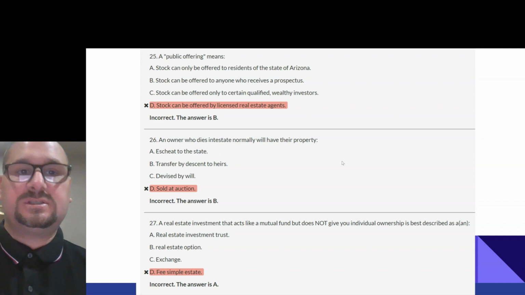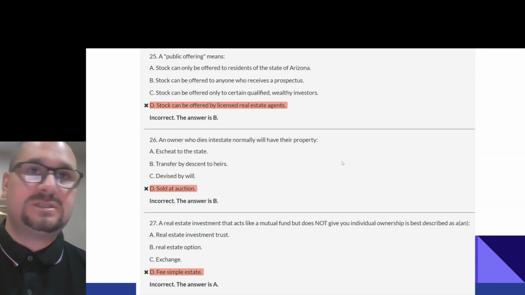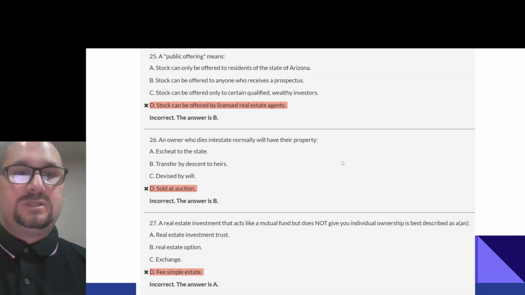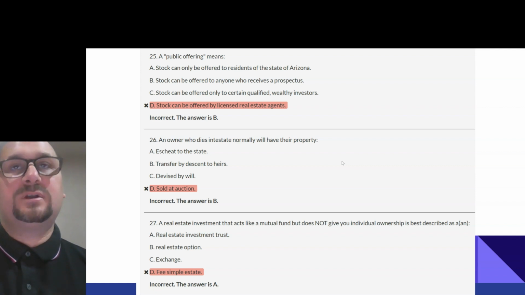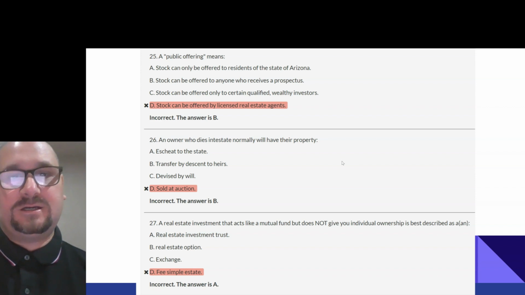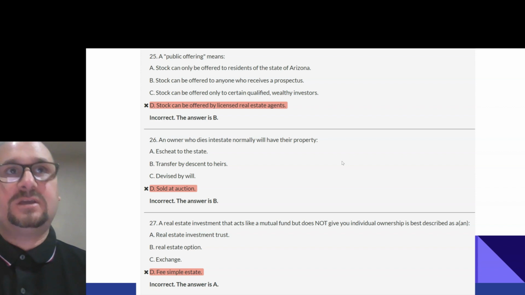Will it escheat to the state? No. Does it go to your heirs? Yes. Is it devised by will? No. Is it sold at auction? No. So if you die and you don't have a will, it goes to your heirs. And I think if no one claims it after 7 years, then it goes to the state.